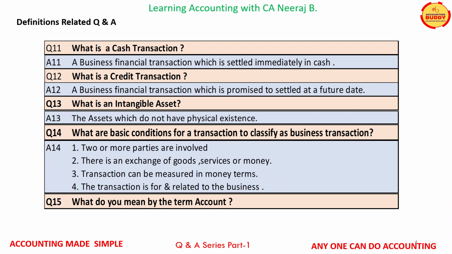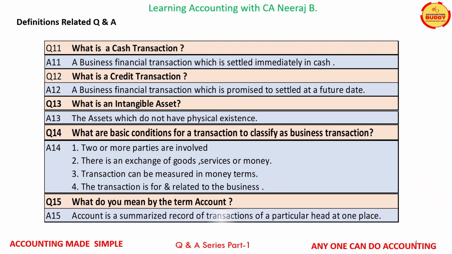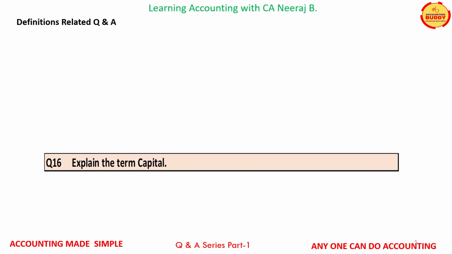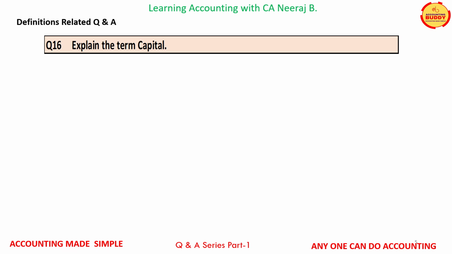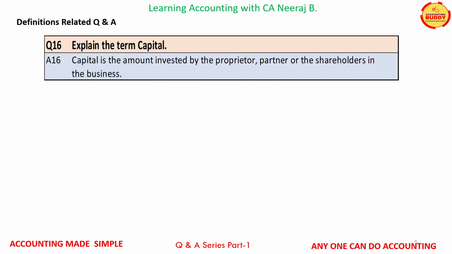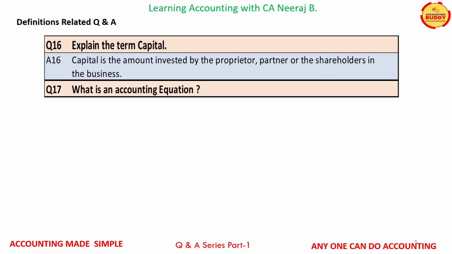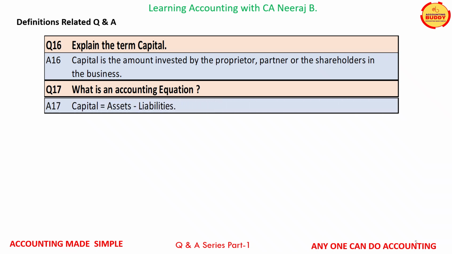Question number 15. What do you mean by the term account? An account is a summarized record of transactions for a particular head at one place. Question number 16 on your screen is, explain the term capital. Capital is the amount invested by the proprietor, partner or the shareholders in the business. Question number 17. What is an accounting equation? Capital is equal to assets minus liabilities.